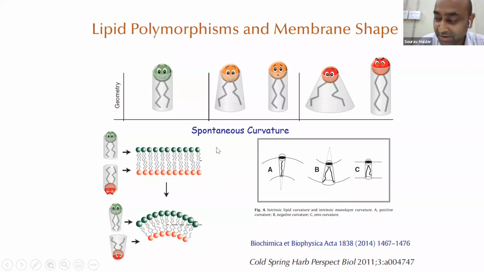Now, depending on the structure of the lipid molecules, some of the lipids may not be very happy in a purely lamellar structure, and they will tend to deviate from the typical lamellar structure, provided they have the ability to phase out from the existing membrane.